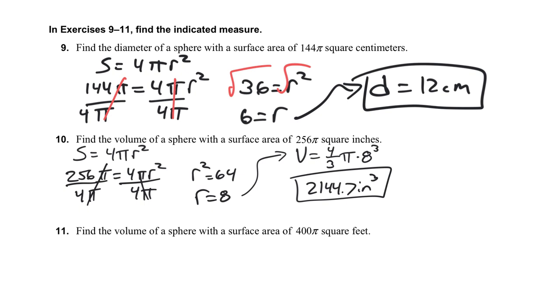And then next, number 11 is just like number 10, so I'm not going to do that one. All right, so quick version of the notes, pretty straightforward, as long as you can use the surface area and volume formula of a sphere.